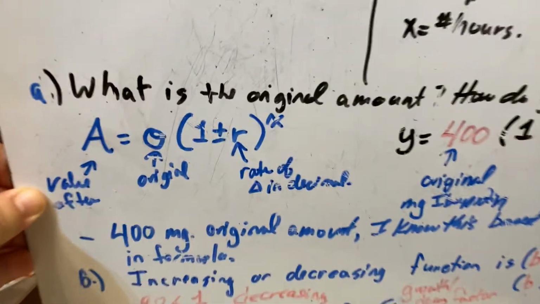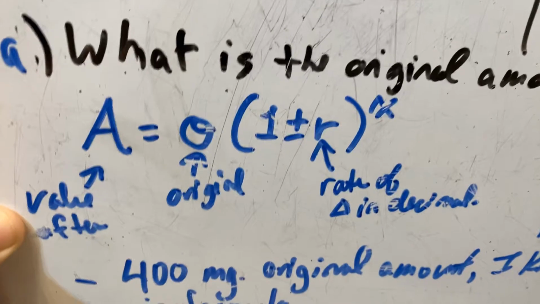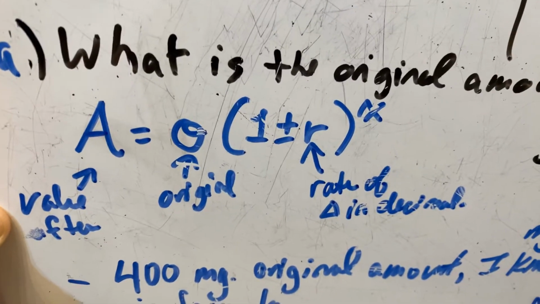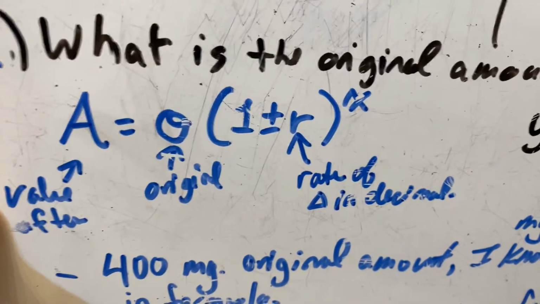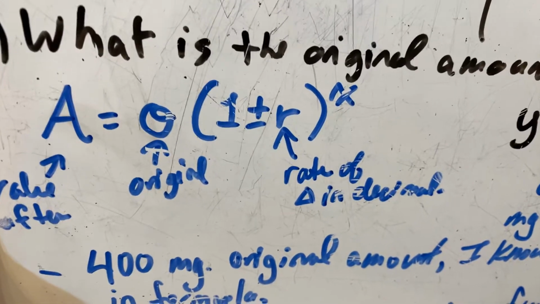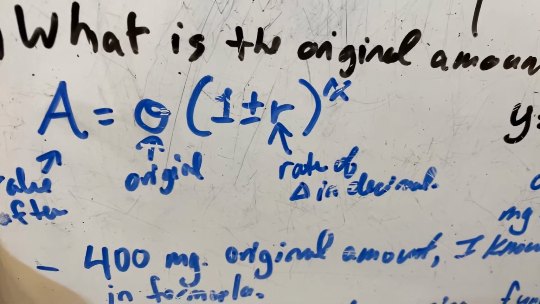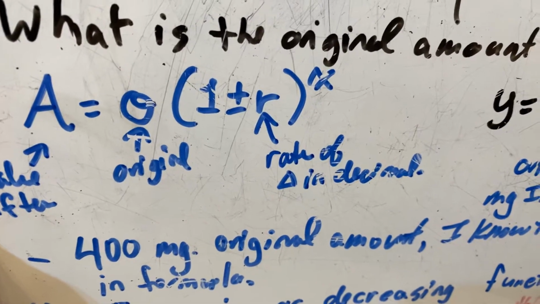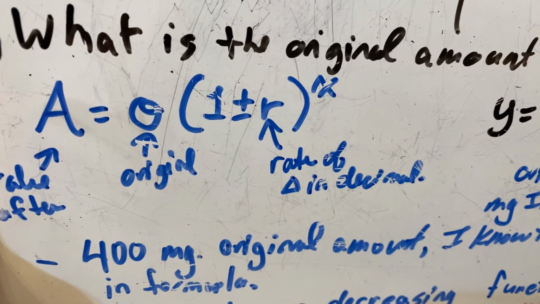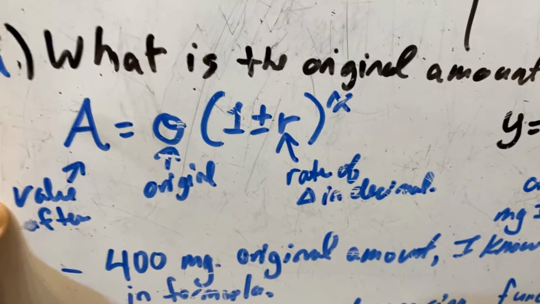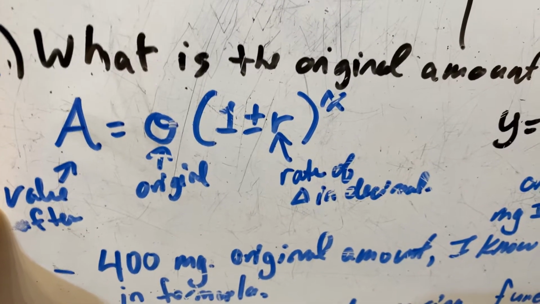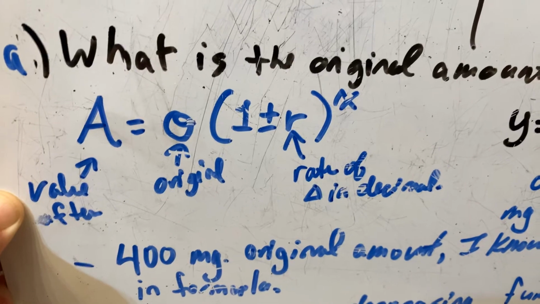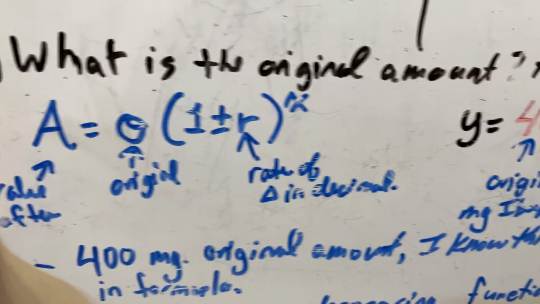So let's use the formula that I like to give you guys, which is A, which is the value we call after everything has transpired. O is for original. We have 1 plus or minus r, where r is the rate of change in decimal form. And to the x power, sometimes we write that to the t power, because in many instances that will be time or the number of iterations every week, every day, whatever that is.